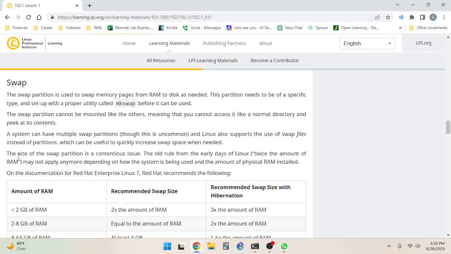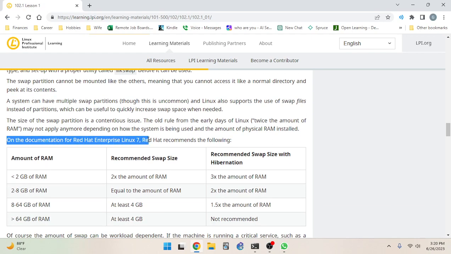The size of a swap partition is a contentious issue. The old rule from the early days of Linux, twice the amount of RAM, may not apply anymore depending on how the system is being used and the amount of physical RAM installed. On the documentation for Red Hat Enterprise 6, Red Hat recommends the following.